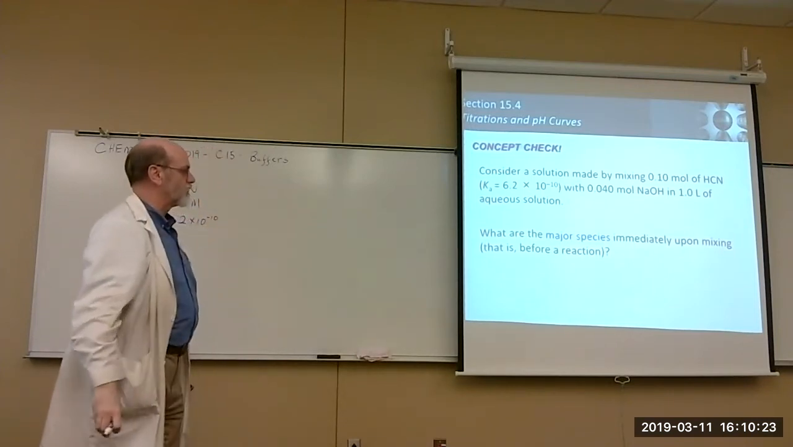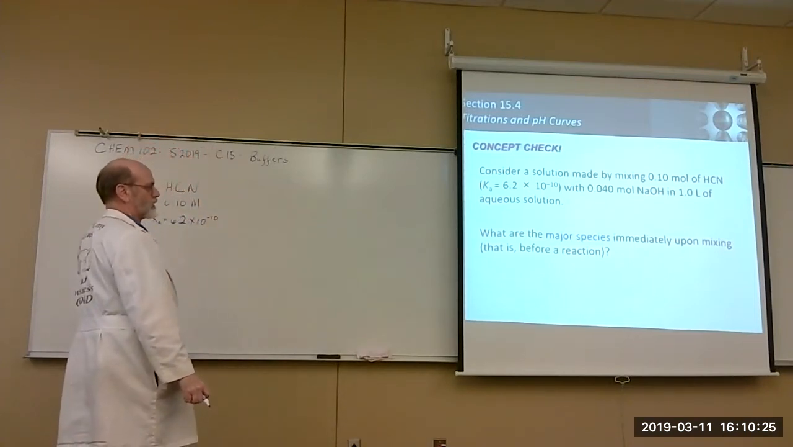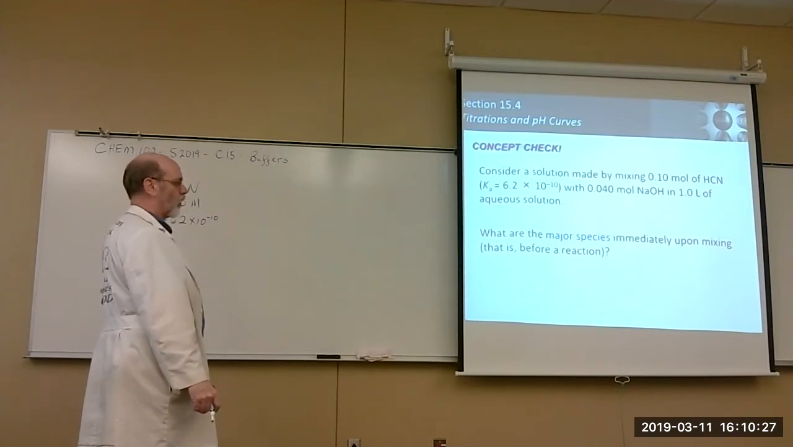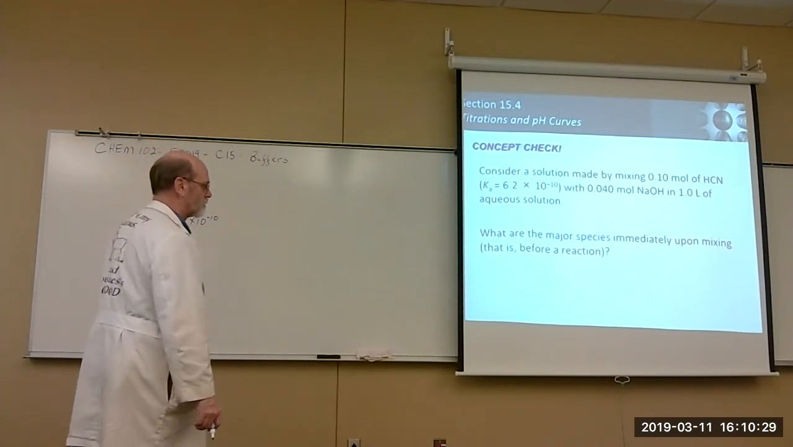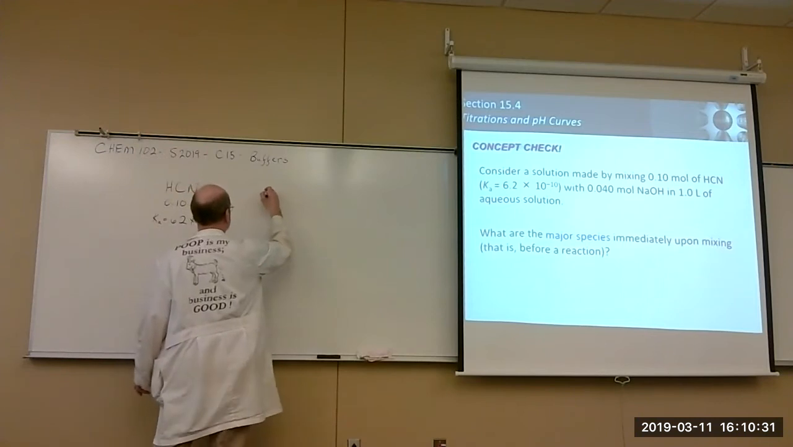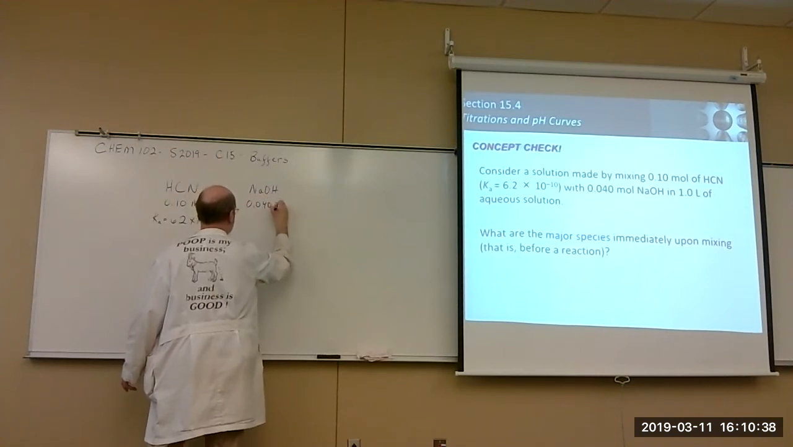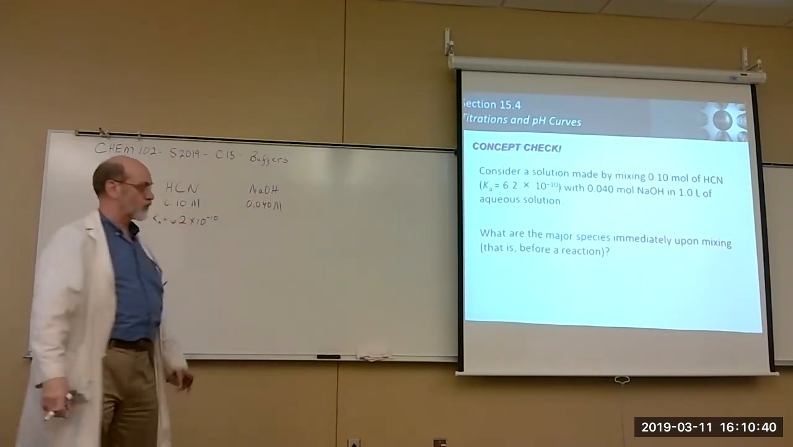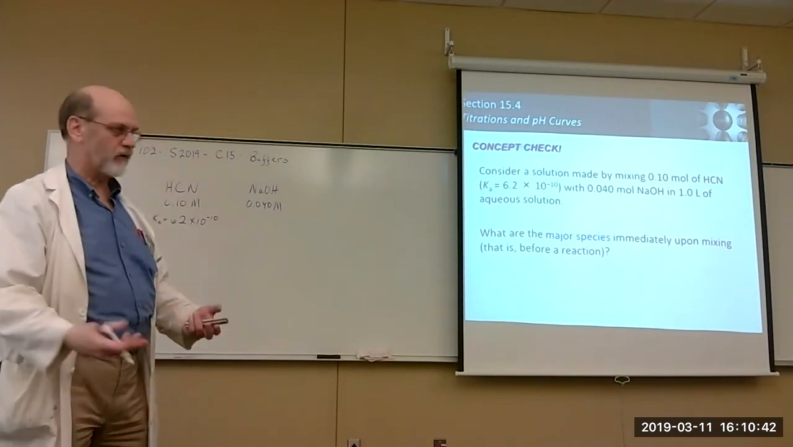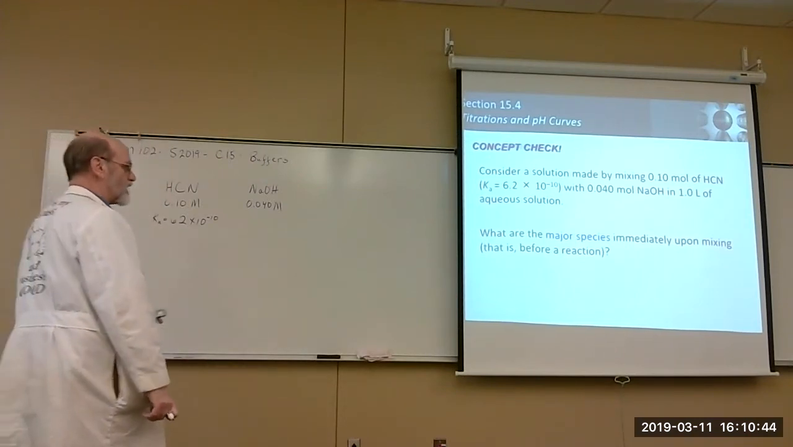And we also have 0.04 mole of sodium hydroxide. So sodium hydroxide is 0.040 molar, right? Because it's a 1 liter solution, moles per liter. So what are the major species?